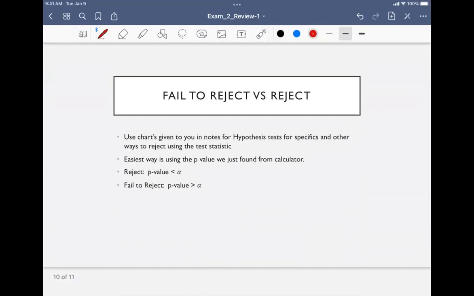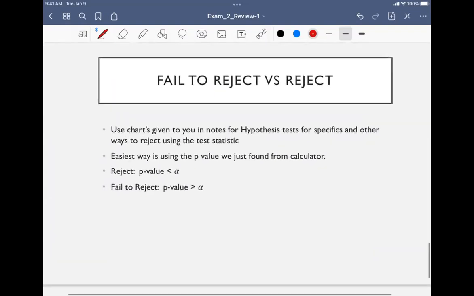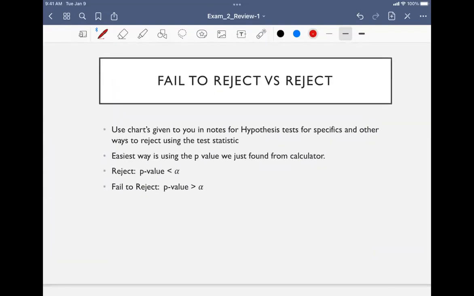And then going into fail to reject versus reject. You want to use the charts given to you in the notes for the hypothesis test for specifics and to see other ways to reject using the test statistic. But the easiest way is using the p-value we just found from our calculator. And then what you really need to know is that you're going to reject if the p-value is less than your alpha, and you're going to fail to reject if your p-value is greater than alpha. So most of the time alpha will be given to you in the problem. So you really just need to compare the p-value given and see if it's less than or greater than.